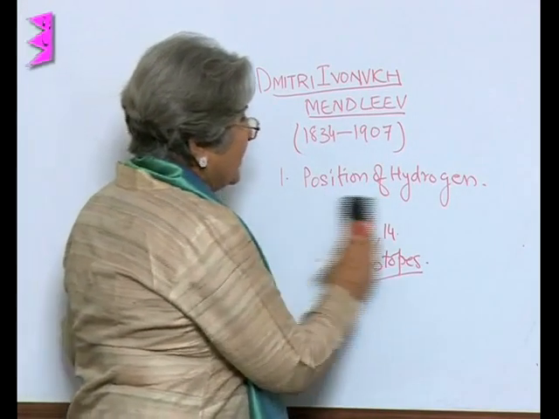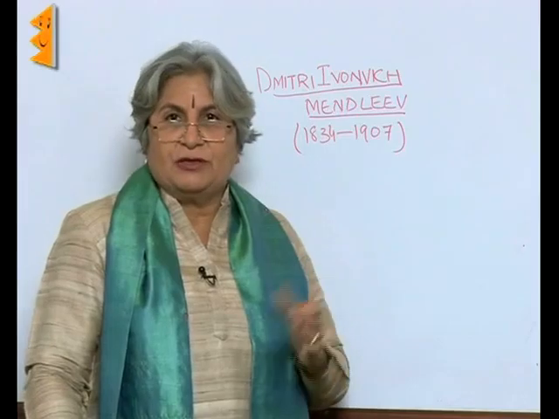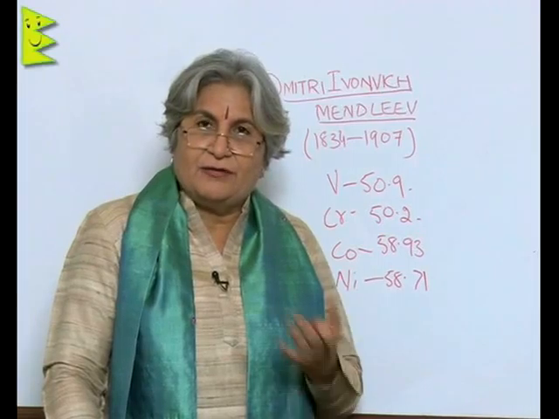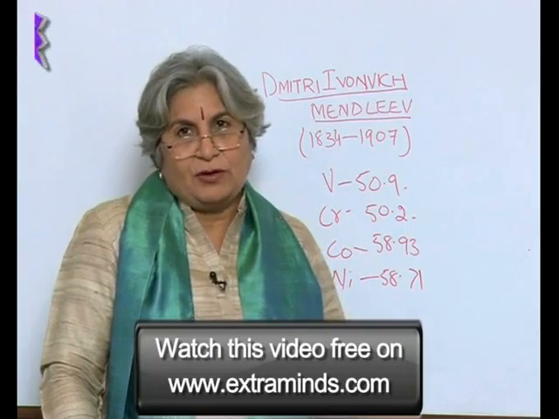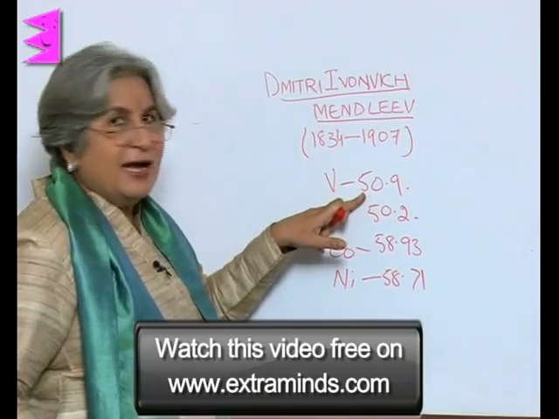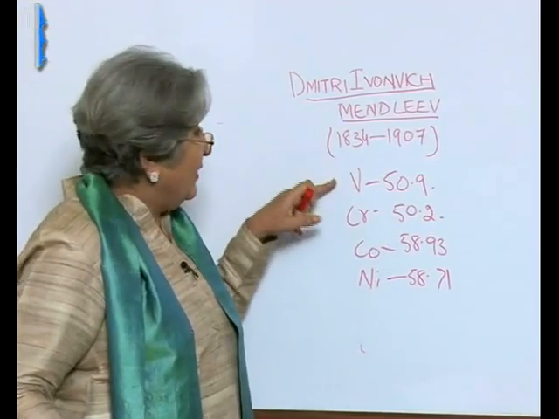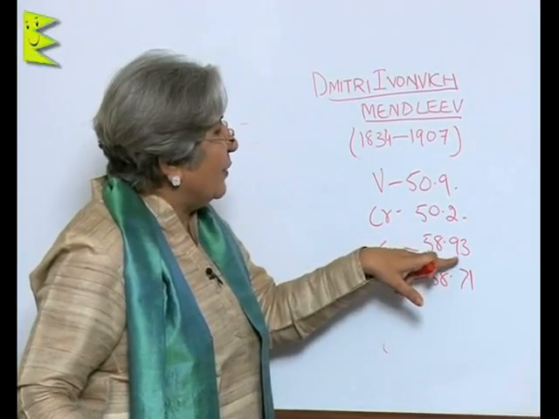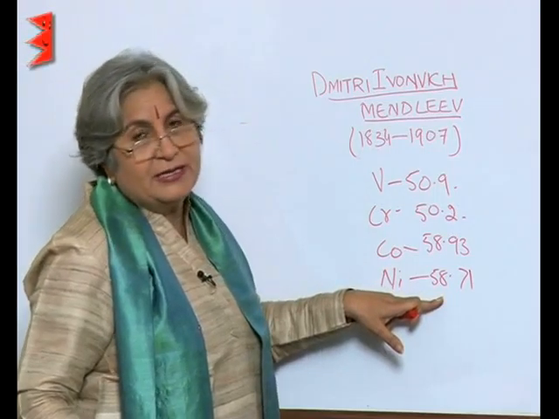Thirdly, in his arrangement, at least in two pairs, he put heavier element before the lighter one. Although generally the elements were arranged in an ascending order of their atomic mass, but at least in the case of two pairs, the rule had been broken. Like this, vanadium V has atomic mass of 50.9 and that of chromium is 50.2, but V comes before Cr. Similarly, cobalt, which is 58.93, comes before nickel, which has atomic mass of 58.7.